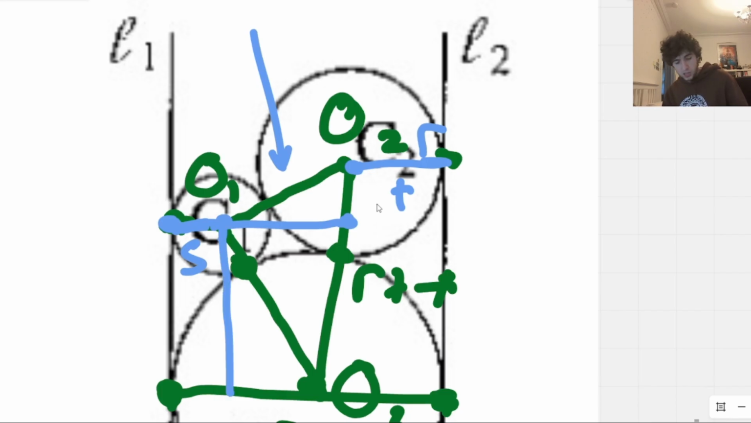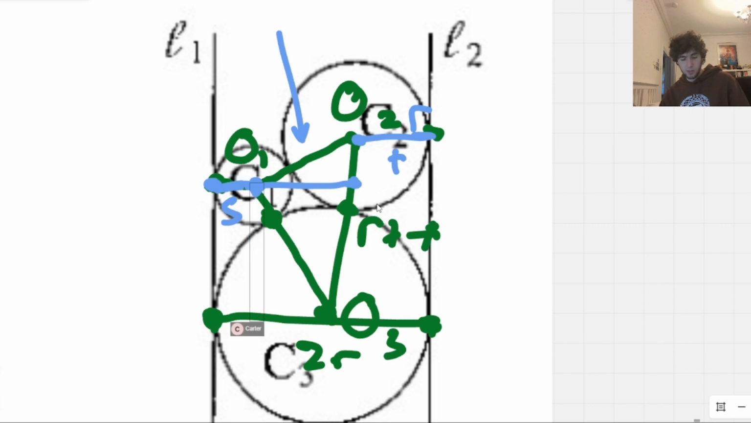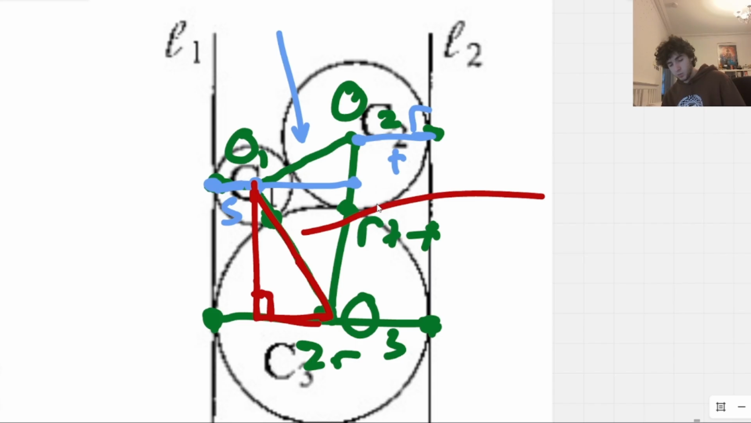We can project a vertical line down from the center of C1, so O1. That basically lands on this horizontal line passing through O3, which is going to be a length that we don't know as of right now. But we are going to be able to figure it out. We know the hypotenuse, and because it's a horizontal line and that's a vertical line, that'll be 90 degrees. The hypotenuse is r plus s. Now we just need to figure out this length.